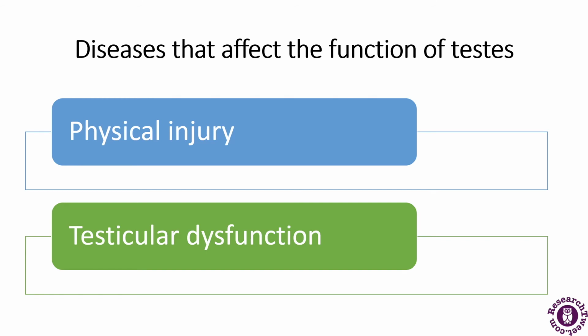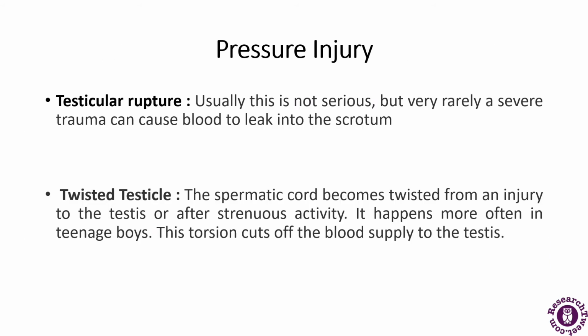Now, there are many things that can go wrong with the testes, and they can be grouped into two categories: physical injury, and testicular dysfunction, meaning diseases or conditions that affect the function of the testes. We will discuss each of these in detail. First, I will discuss physical injury.